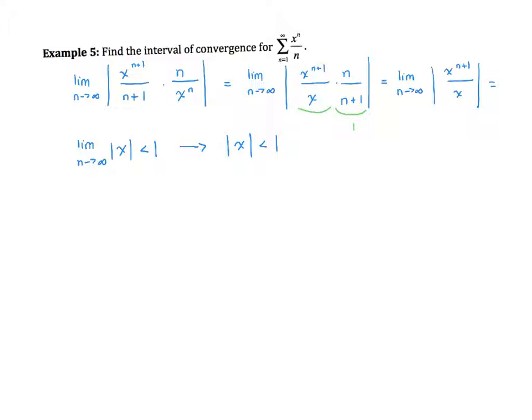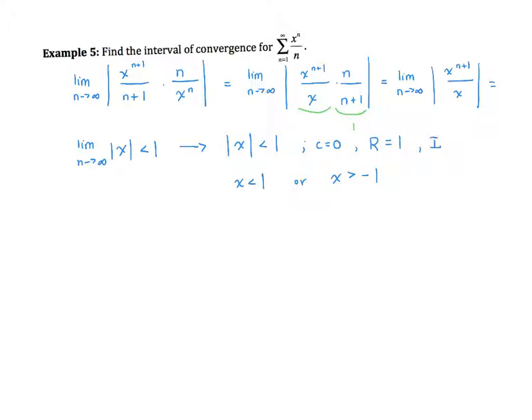Okay, back to algebra. That means x is less than 1 and x is greater than -1. So in terms of an interval of convergence, hopefully you can identify that we are centered at 0 with a radius of convergence of 1. Let's make a note of that. Your center is 0. Your radius of convergence is 1.